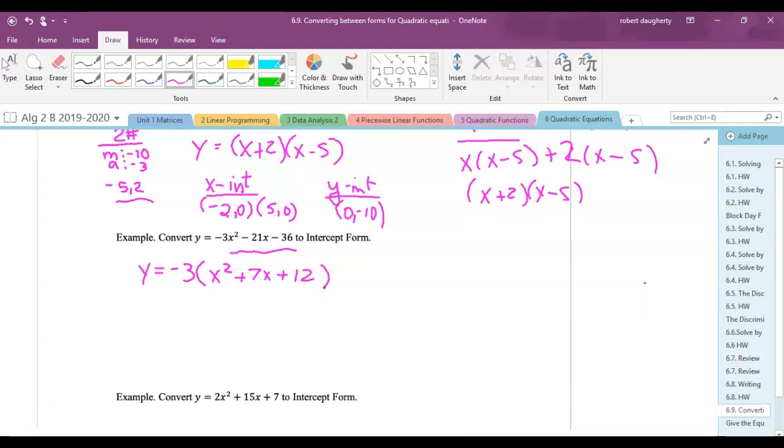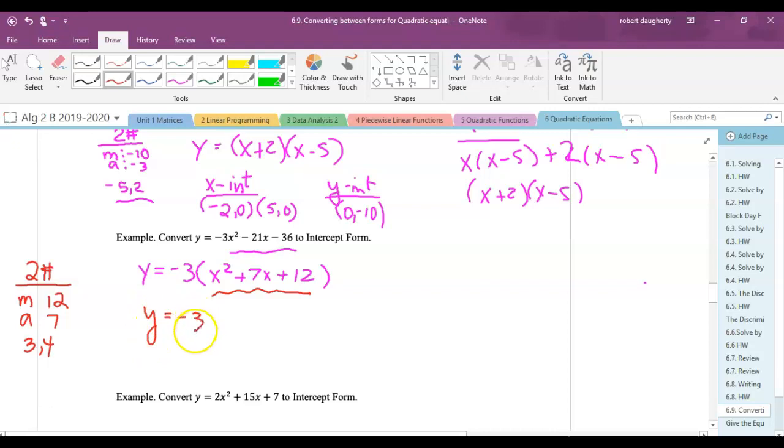And then how do I handle what's inside the parentheses? I need to find two numbers that do what? Yeah. Multiply to 12, add to 7. Those numbers are what? 3 and 4. See, that's pretty easy. This is just practically working itself. So y is equal to negative 3 times what? x plus 3, x plus 4.